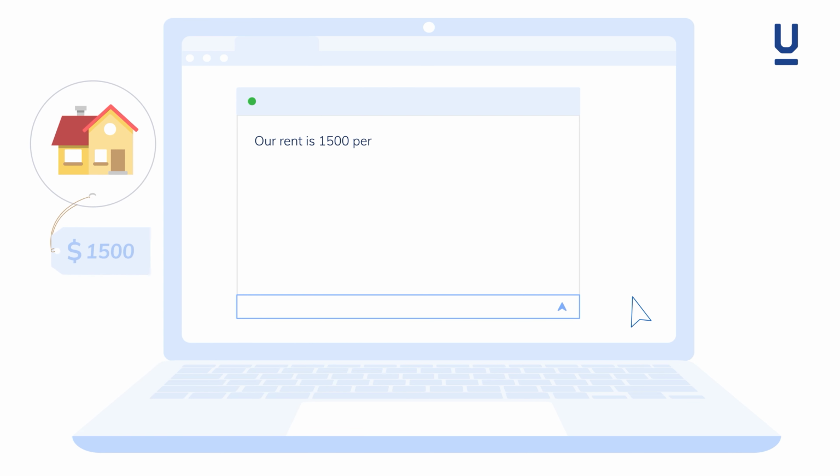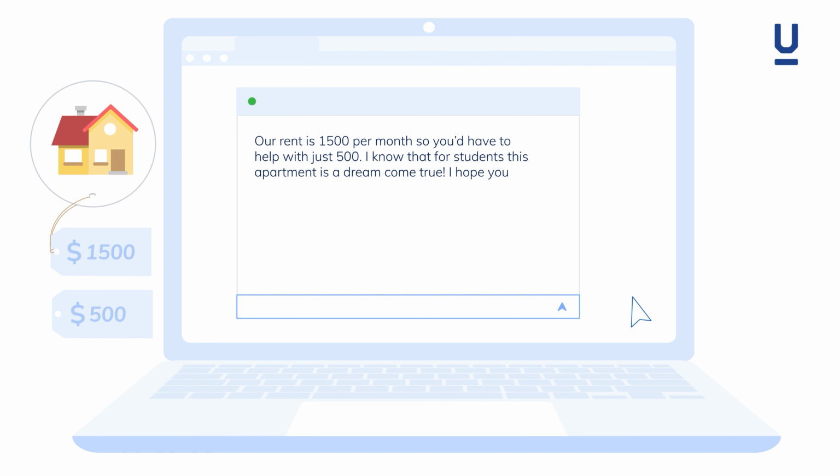Our rent is $1,500 per month, so you have to help with just $500. I know that for students this apartment is a dream come true. I hope you can consider it. Bye.